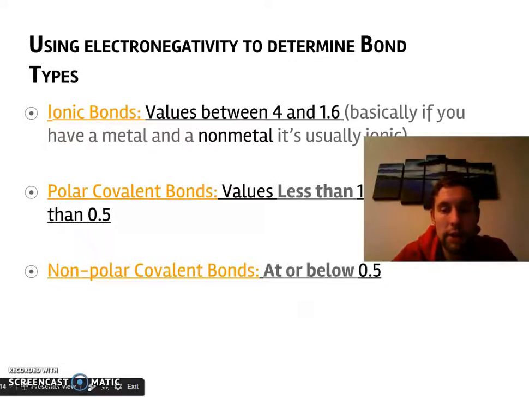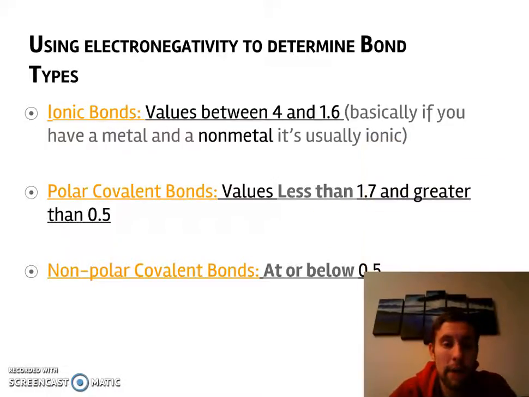Alright, so we use electronegativities to determine the bond types. These numbers are important, make sure you get them down. So for ionic bonds, the difference has to be between 4 and 1.6. This is almost always going to be true if you've got a metal bonded to a non-metal. It's going to be ionic. There's 1 or 2 exceptions in there, so just make sure you know these numbers.